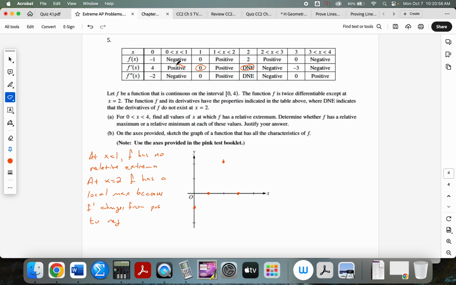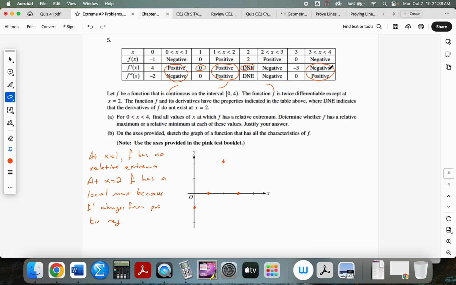So on this first interval, we have a positive first derivative, function's increasing, but a negative second derivative. That means that the function is concave down. So that's got to look like that. On the next interval, both are positive, so it's got to look like this. Increasing concave up. Then I want negative concave down. So that's going to look like that.